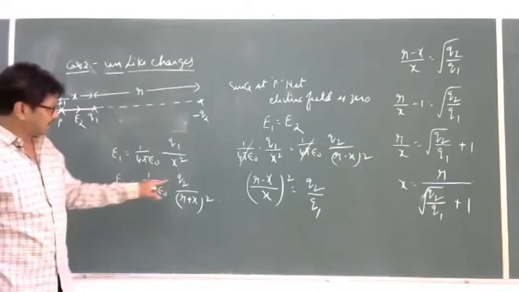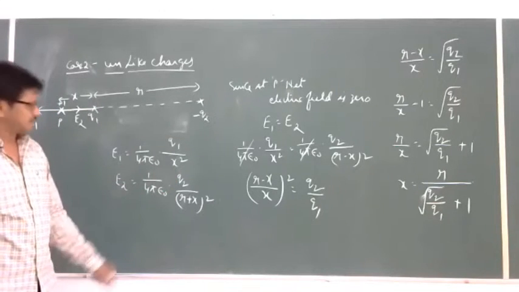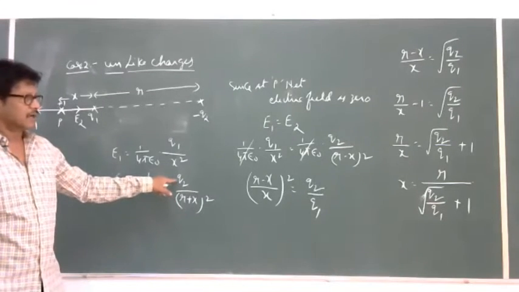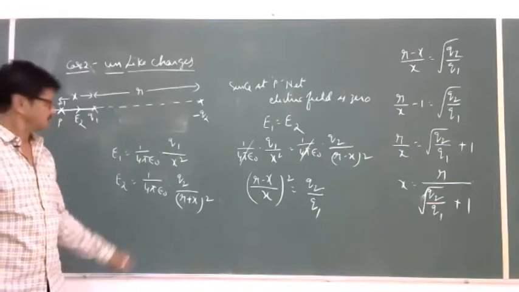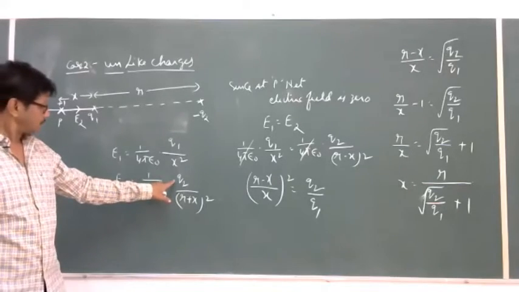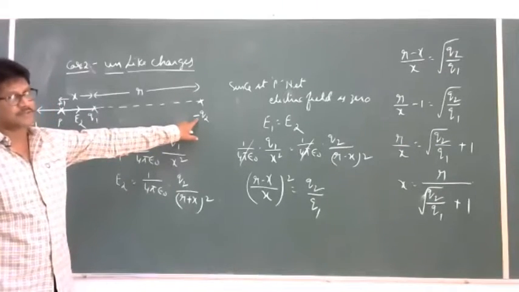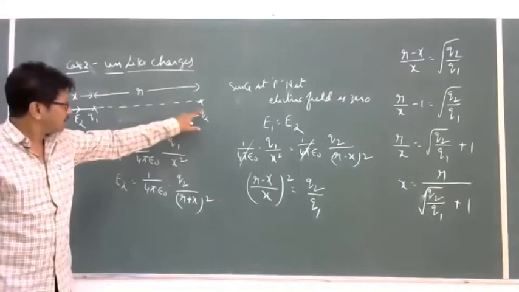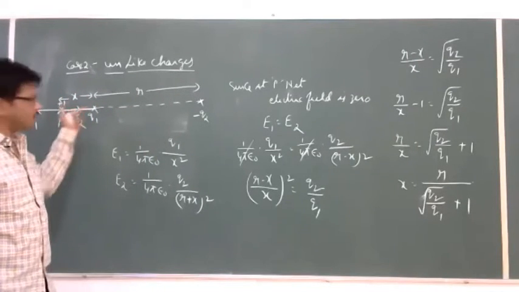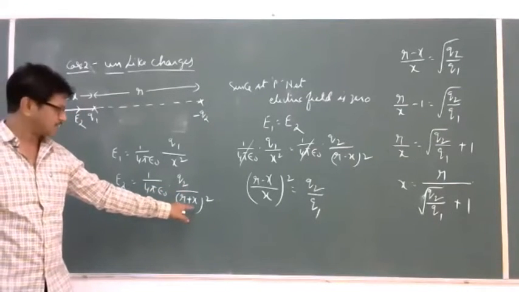But here I am saying it is not necessary to take the minus symbol. Why? Because of this minus only we got this direction. Already we used the minus symbol in terms of direction. That's why I will go with Q2 by R plus X whole square.